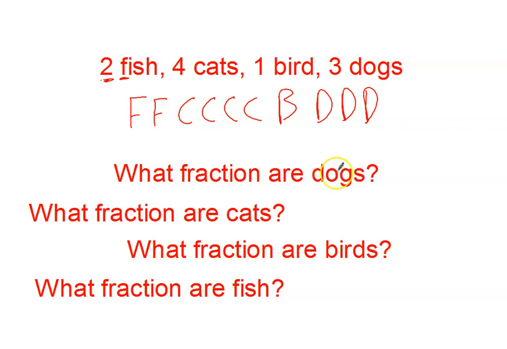What fraction are dogs? So I'm counting the dogs. I got 3 out of 1 2 3 4 5 6 7 8 9 10. 3 out of 10. What fraction are cats? 1 2 3 4 cats out of 10 in all, because my denominator is not going to change. Fraction of birds? 1 bird out of 10 animals in all. And fish? 2 fish out of 10 in all.